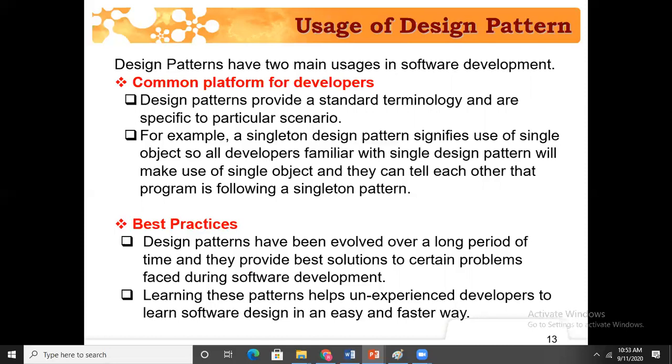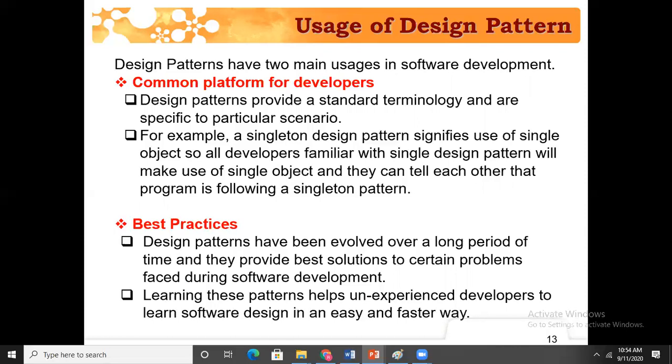Design patterns are the best practices in development, and learning these patterns helps inexperienced software designers learn software design easily and faster. If somebody has already provided the solution, then new people can use that solution very easily, because those old solutions are best practices. So these are the two usages I have found while dealing with design patterns.